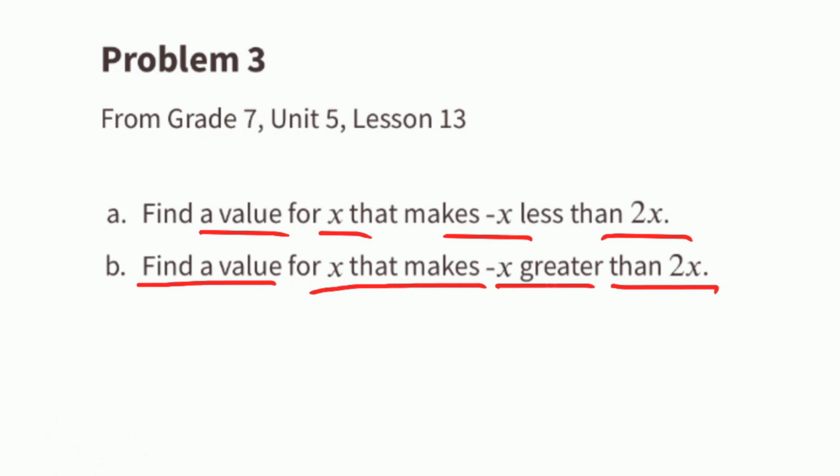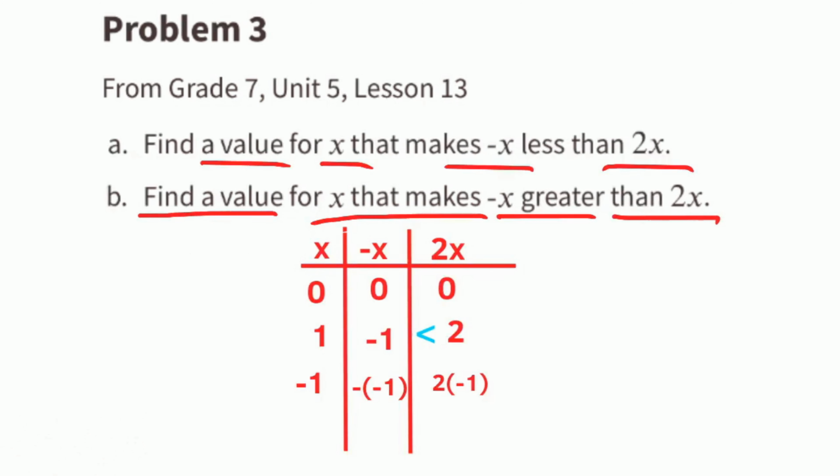B. Find a value for x that makes negative x greater than 2x. Let's try negative 1. So when x is negative 1, negative x is the opposite of negative 1, and 2x is 2 times negative 1. When x is negative 1, then negative x is greater than 2x, because the value for negative x would be 1, and the value for 2x would be negative 2, and 1 is greater than negative 2.